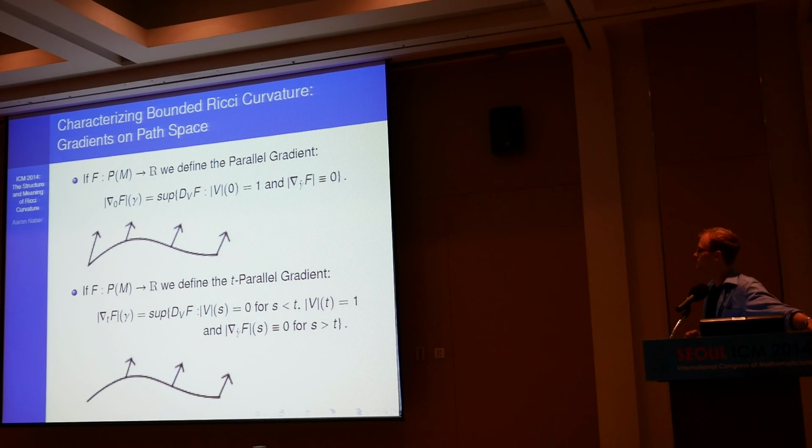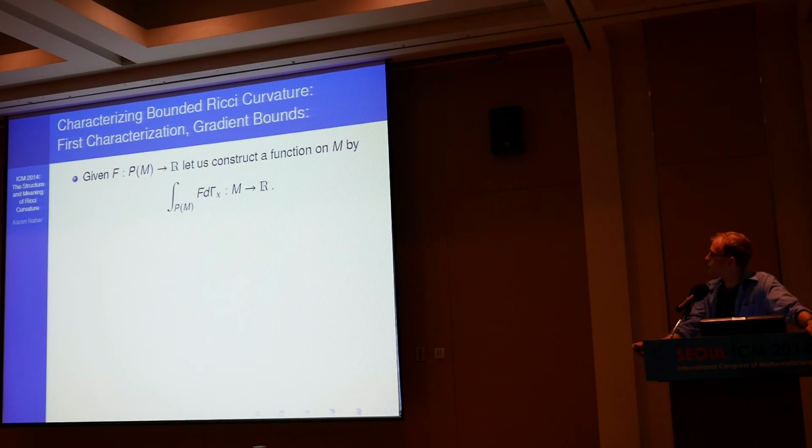Okay, so that being said, this is going a little quick, but that's okay. How do we actually get to our first characterization? Let's play with the following. Take a function on path space, and let's induce from it a function on the manifold. So how do we do this?